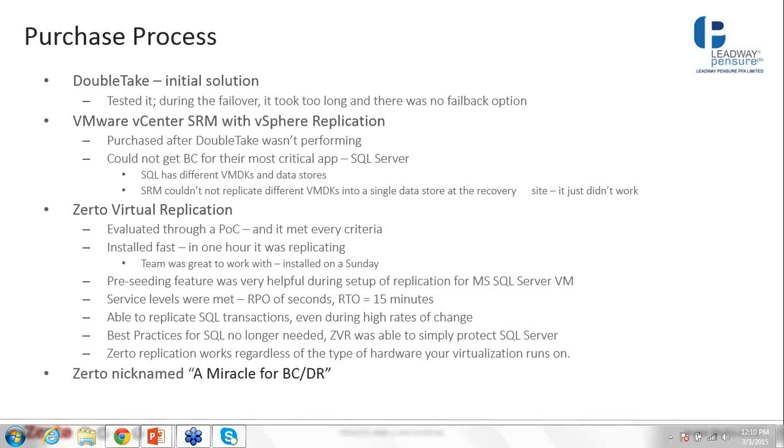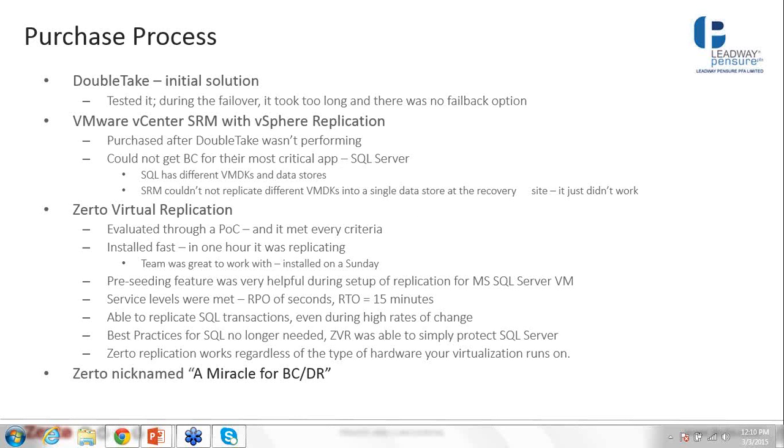Now, a colleague, a friend, recommended Zerto. I had almost given up on getting a solution when Zerto was actually brought to my knowledge. So I requested a POC, which I remember the engineer I worked with, I think his name was Joshua.